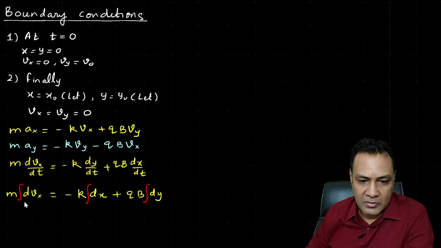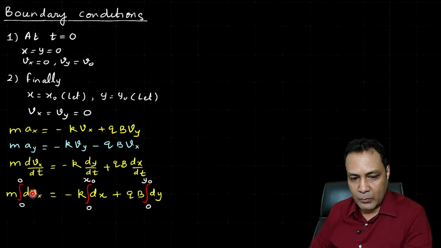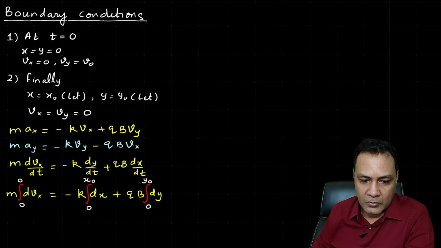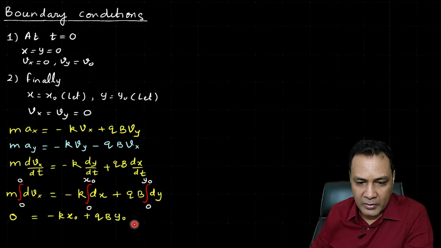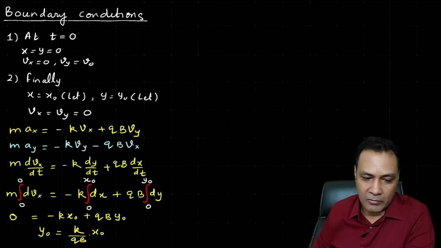So initial Vx is 0, initial x is 0, initial y is 0, and final Vx is also 0, final x is x naught, and final y is y naught. So just putting these boundary conditions, this integration would be 0, and that would be minus kx naught, and that would be qB y naught. So that is my first equation. From here I can simplify for y naught. So y naught would be k by qB into x naught. So that is the thing I will use.